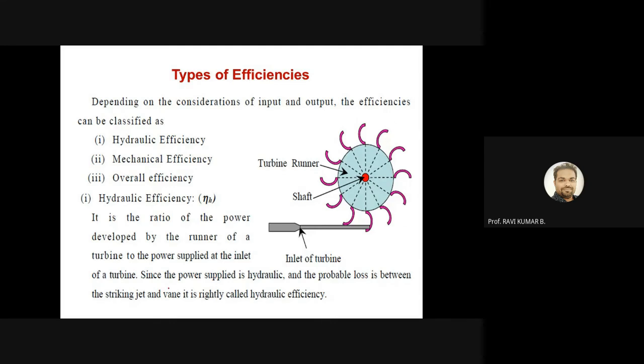One important point you have to keep in mind: since the power supplied is hydraulic, that means it depends on the head. So losses you need to consider, right? Some losses may happen due to the striking of the jet or due to the flow within the vane, and that needs to be accounted for. If you account for those losses, then that will give the actual hydraulic efficiency.